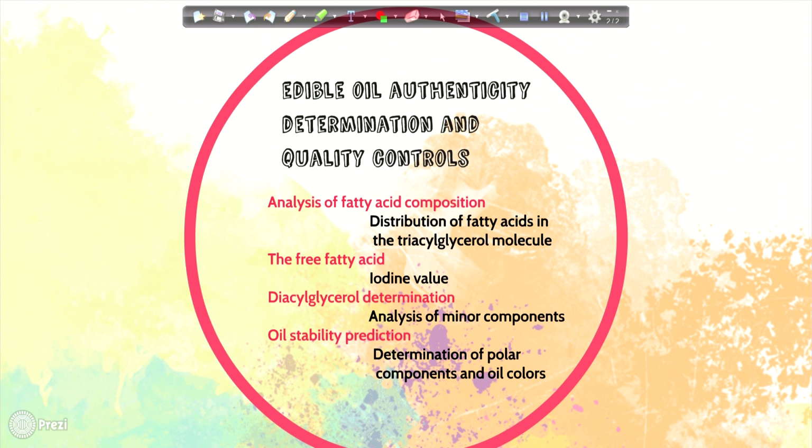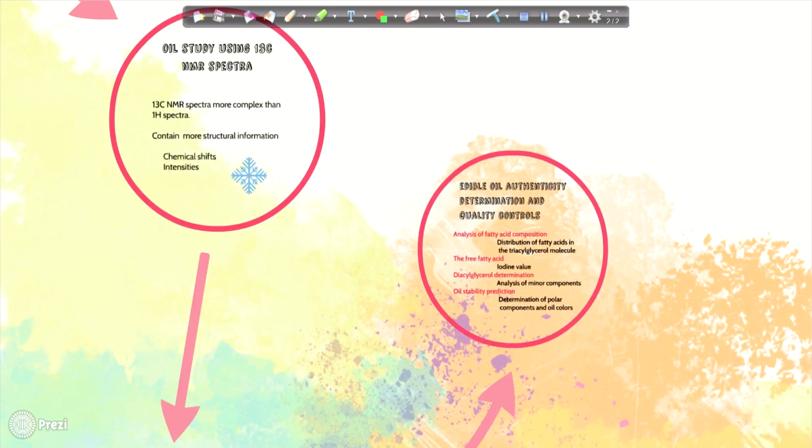Information contained in this spectra has been employed for edible oil authenticity determination and quality controls, including the analysis of fatty acids composition and distribution of fatty acids in the triacylglycerol molecule, the free fatty acid, iodine value, and diacylglycerol determination, the analysis of minor components, the oil stability prediction, the determination of polar components, and oil colors. All this data suggests that, with only one analysis, NMR allows the determination of a large number of components with very little or without any manipulation of the oil samples that nowadays need many different analyses.